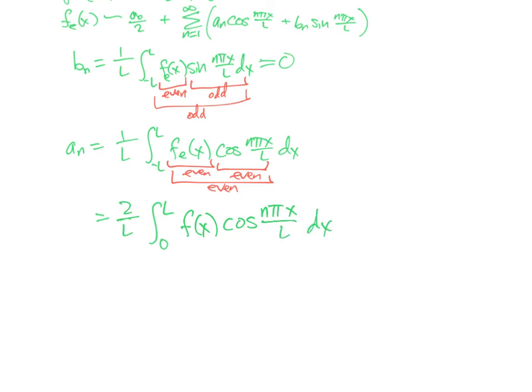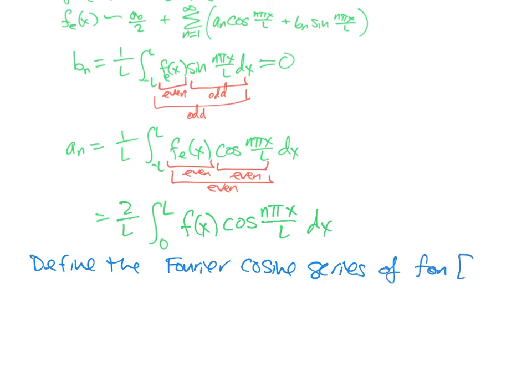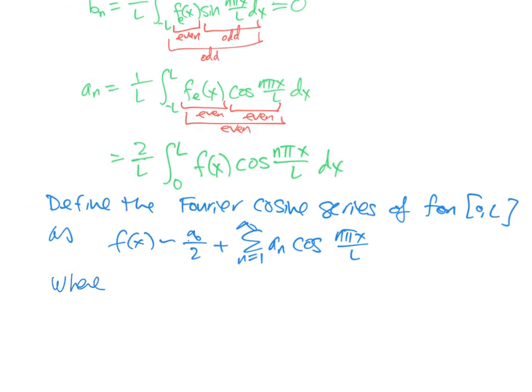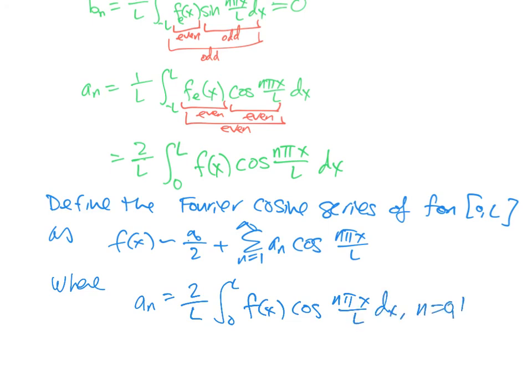So we have almost the same thing. So now, again, we will define the Fourier cosine series of f on 0 to L as a naught over 2 plus sum from n equals 1 to infinity a n, just the cosine terms, cosine n pi x over L, where a n are defined as 2 over L, the integral from 0 to L, f of x, cosine n pi x over L dx. And that's for n equals 0, 1, 2, etc.